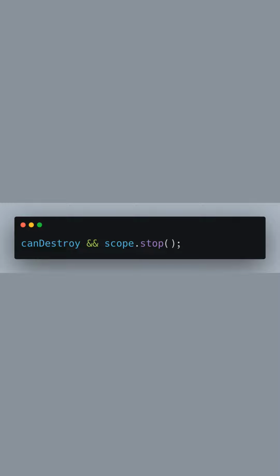Later, if a certain condition canDestroy is true, we can call scope.stop to destroy all the effects within the scope at once. This is especially useful for cleanup purposes, to avoid memory leaks or unexpected behaviors.